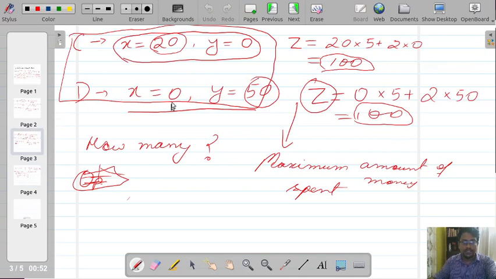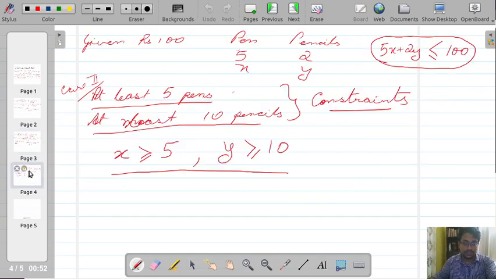Okay, x is 0 and y is 50. This is also not a solution in this case, because I want at least 5 pens. So what will be a solution in this case? Say somebody called E comes up with one solution, say x is 10 and y is 15. So this is one possible solution.